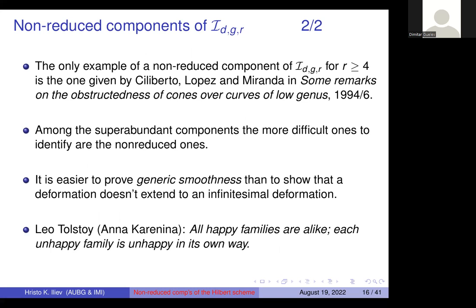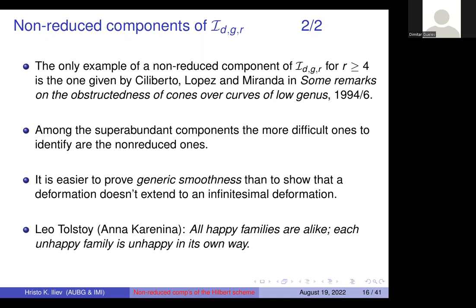Here is our motivation, in fact, to try to find non-reduced components. On one hand, there is only one such example for R greater or equal than 4. On the other hand, the superabundant components can be non-reduced ones, or they can be generically smooth, but of dimension greater than the expected one. However, it is far more difficult to identify non-reduced components, especially when R is greater or equal than 3, as I said, and in a way they're more interesting.